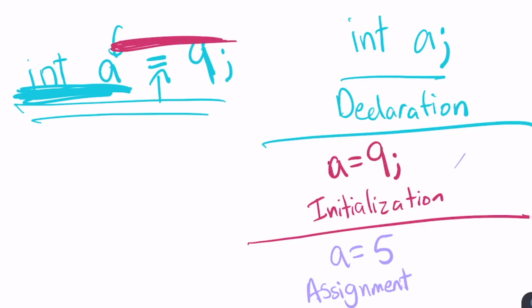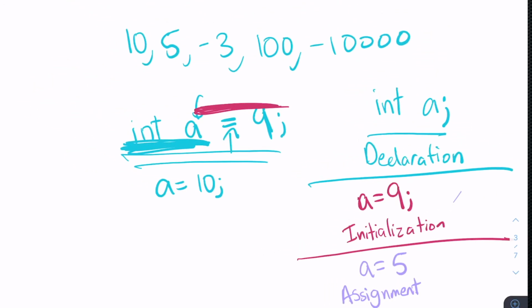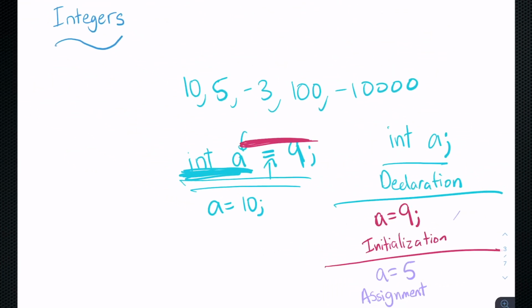Let's say we're in JDoodle. We can do a = 10, and then a will be set to 10. So yeah, that is integers, our first data type.